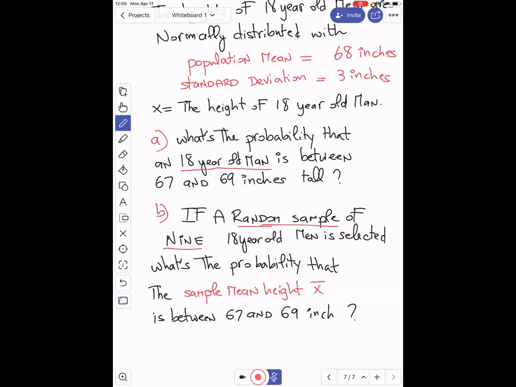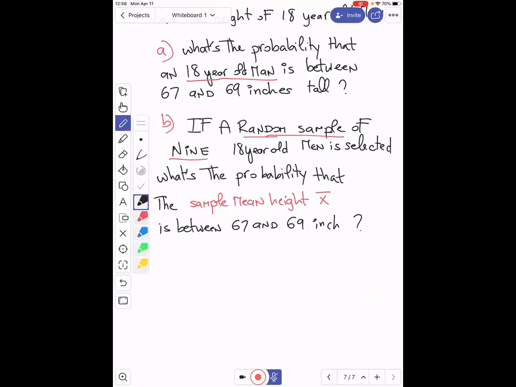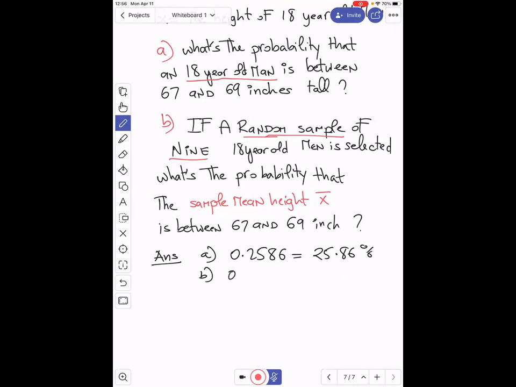Well, I have the answers, if you want to check if your answers are correct. For A, it's supposed to be 0.2586, so that's 25.86%. And in B, there's a huge difference in the answers. It's 0.6826, which is of course 68.26%.